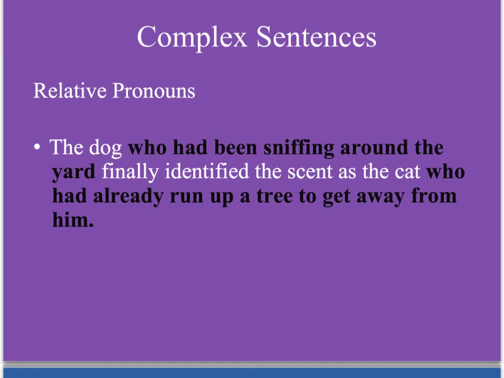Punctuating dependent or subordinate clauses that use relative pronouns is a little bit different than those that use subordinating conjunctions. You need to ask yourself if the clause is essential, necessary to the understanding of the sentence, or non-essential. If it's non-essential, you'll place commas around either side. We will learn more about that in a later lesson.